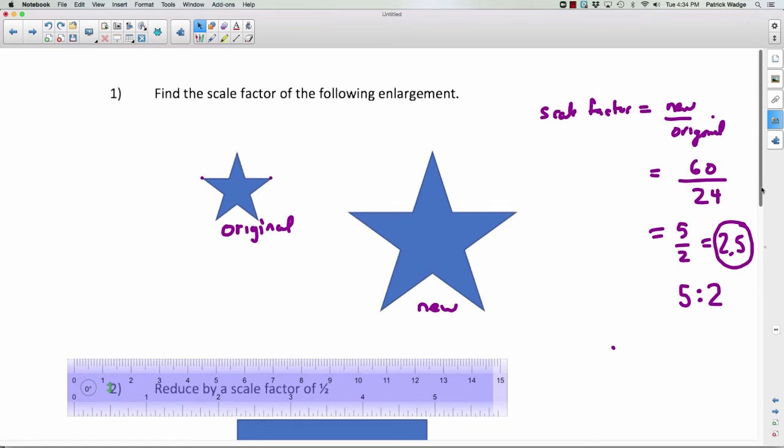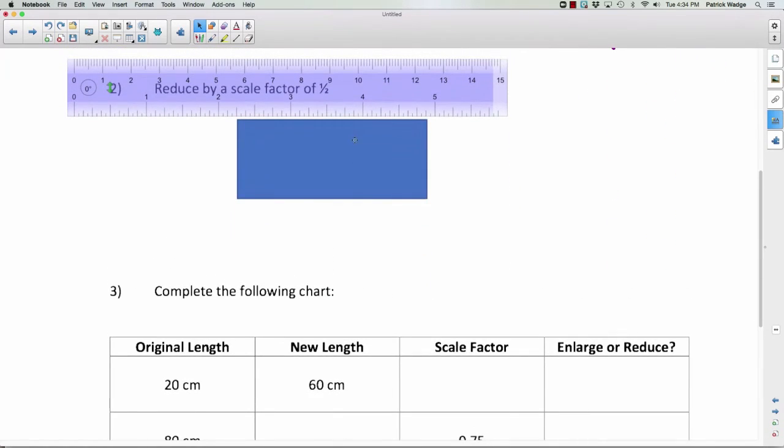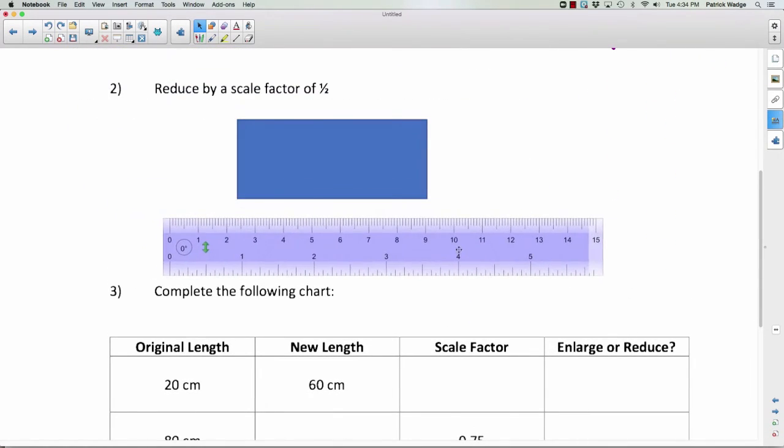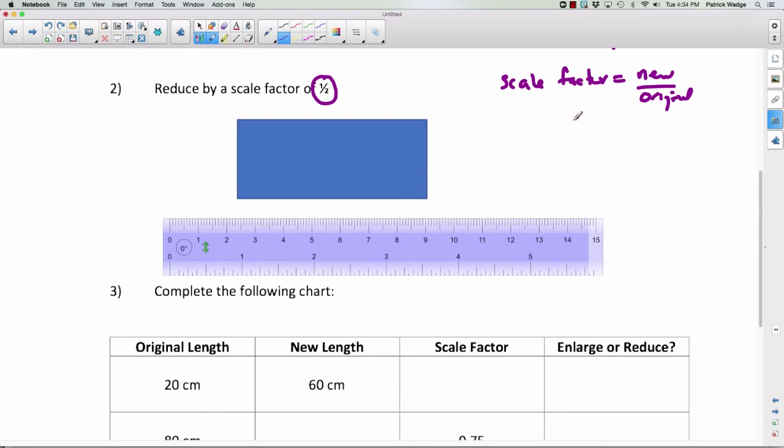Okay? Now we're going to do the opposite. I give you the scale factor, and we have to draw the reduction. This time we're going to reduce by a scale factor of 1/2. All right, I'm going to start by writing down my formula because we use it for everything. Scale factor equals new over original. Oh my gosh, my writing. Scale factor, we know. The scale factor is right there. So where it says scale factor, I'm going to put 1/2 equals.